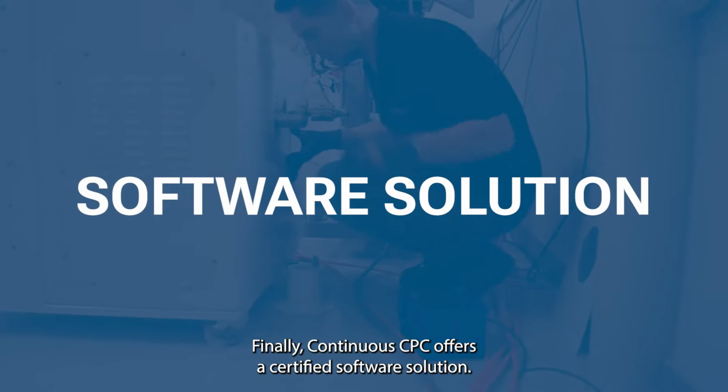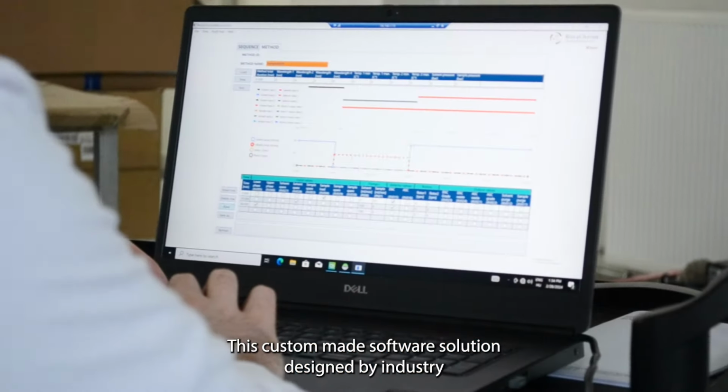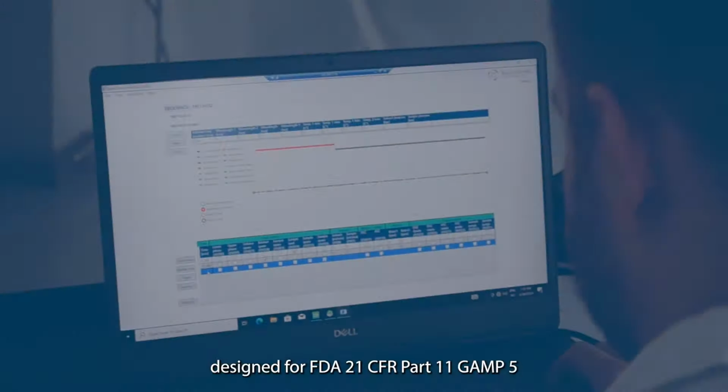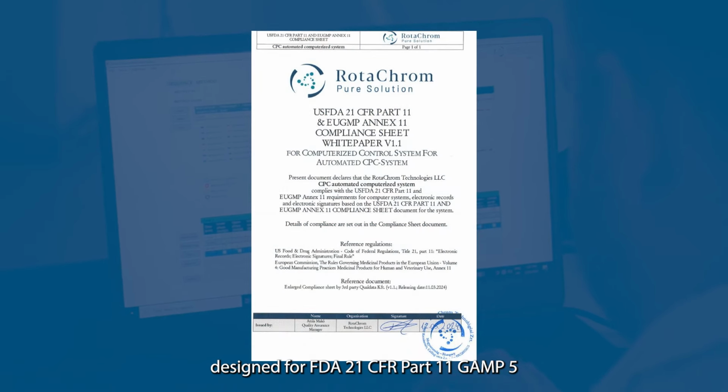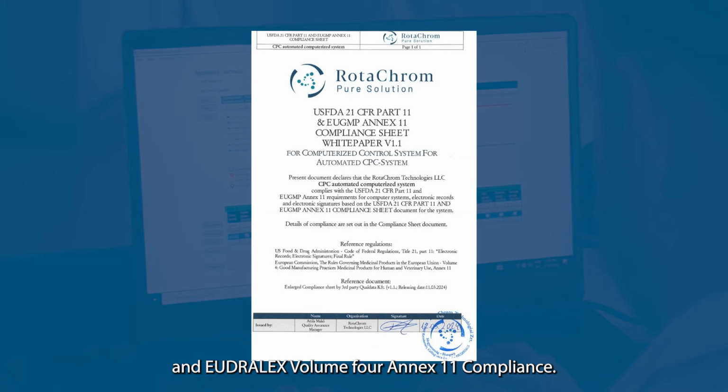Finally, Continuous CPC offers a certified software solution. This custom-made software solution, designed by industry-leading engineers, comes with qualification and testing documents designed for FDA 21 CFR Part 11, GAMP 5, and EudraLex Volume 4, Annex 11 compliance.